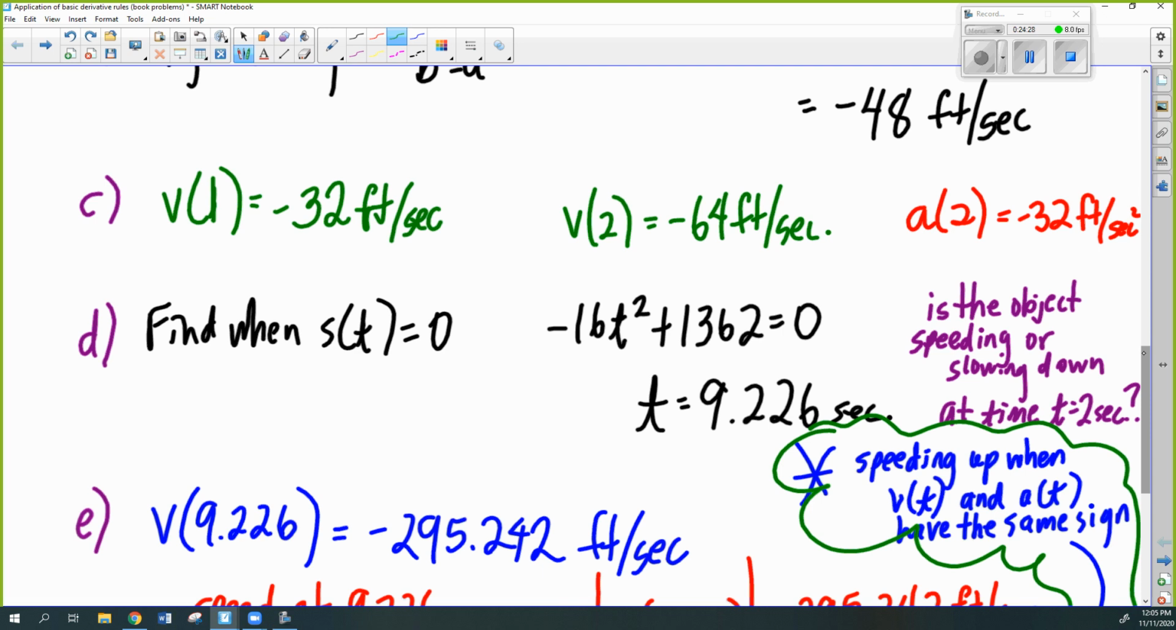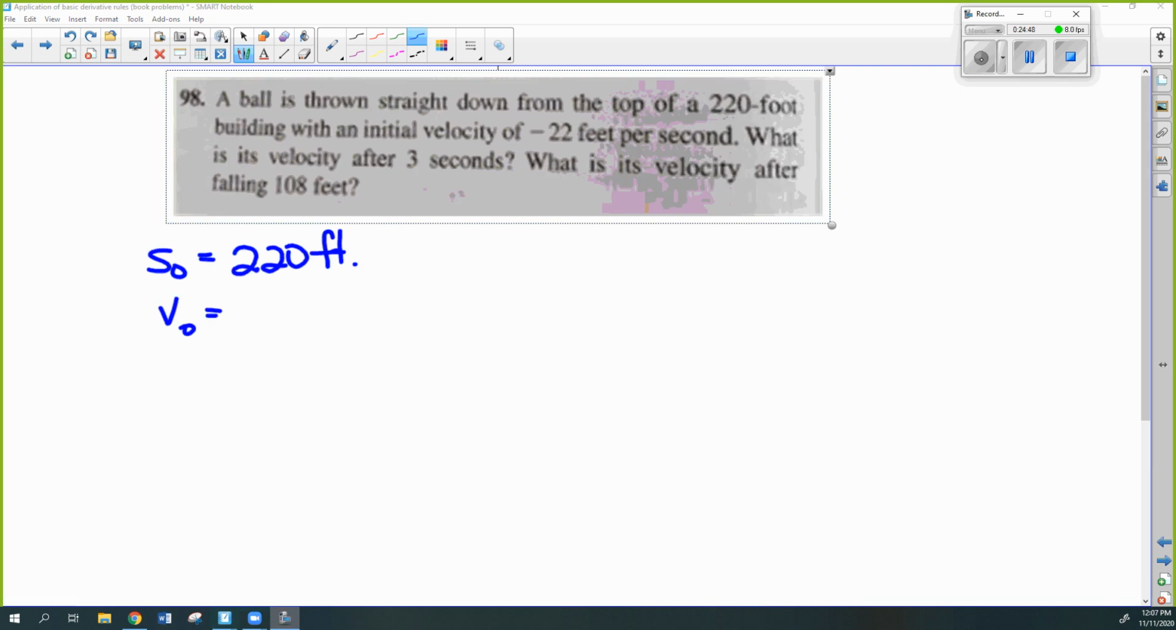Okay, and that's a very common AP question. Is something speeding up or slowing down? Because they want to make sure that you understand you have to check velocity at that place and acceleration at that place and compare their signs. Okay? All right, some of y'all need to shake it out. Stand up and stretch for a minute.